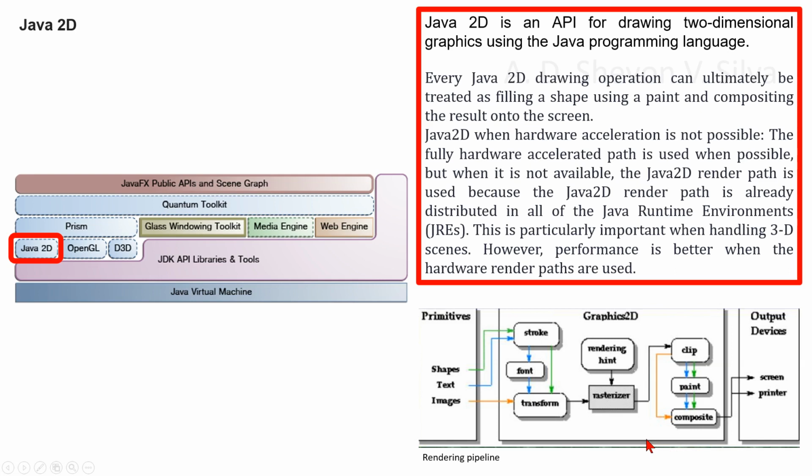Step 3, determine what colors to render. And step 4, apply the colors to the destination drawing surface using the current composite attribute in the Graphics2D context.